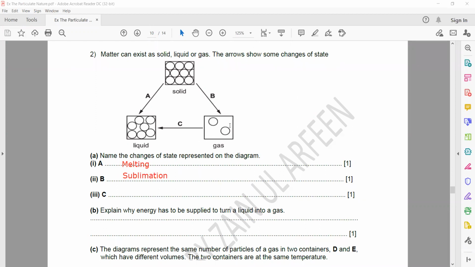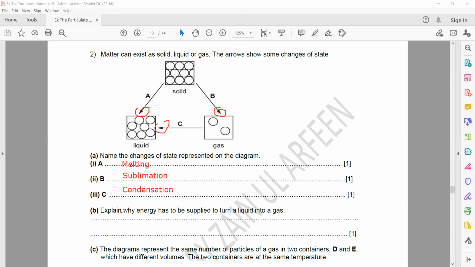What about C? A gas turning into a liquid. So when a gas is converting into liquid, it's a gas changing into liquid, not liquid changing to gas. The direction of the arrow is from gas to liquid. That's why we call that condensation. Because for A, the direction of the arrow is from solid to liquid. For B, it is from solid to gas. And for C, it is from gas to liquid.